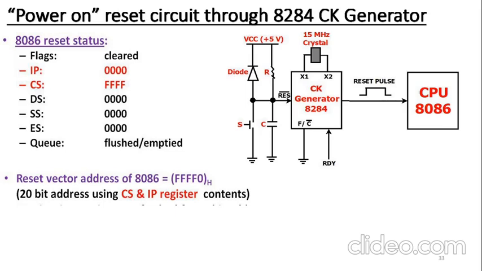Any abrupt change, 0 to plus 5 volt VCC abrupt change, has infinite frequency components. So during that abrupt change, frequency is infinite, so the capacitive reactance becomes 0, and as the second plate of the capacitor is connected to ground, RES bar becomes 0. RES bar input of that clock generator becomes 0. So at the moment you switch on the power supply from 0 to plus 5 volt, the capacitor works as a short circuit, making RES bar equal to 0.